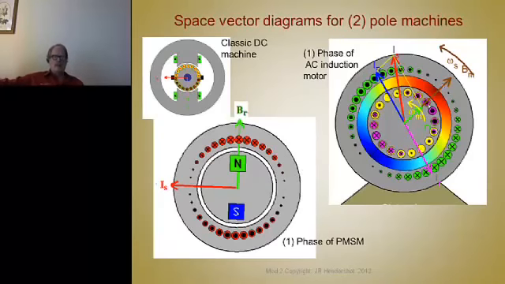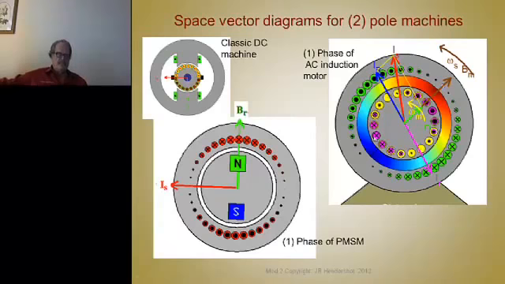Now, the induction motor works differently. It still has two magnetic fields, and the current and the field need to be 90 degrees apart. But if they're exactly 90 degrees apart, no current flows in the rotor bars, so you won't draw any torque. So the stator current, that's this vector right here.